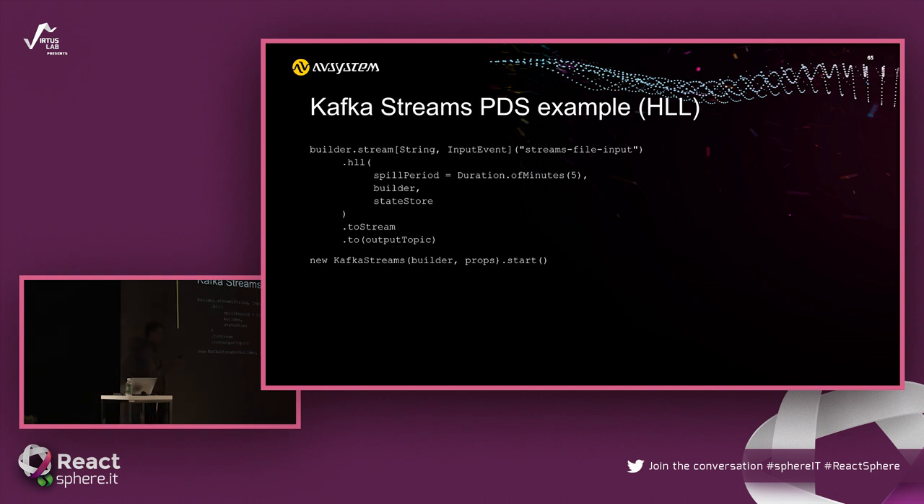And this code actually comes from our library. What you need to do is to provide the builder, stream the data, and use our operator HLL, and provide something like a spill period. As I said before, you need to focus on the data structure size. So here we say every 5 minutes the data will be serialized to our state stores and follow to the changelog topics of Kafka. So as you can see, this is extremely handy. We come with four lines of code, if we inline this piece of HLL, which I don't recommend.